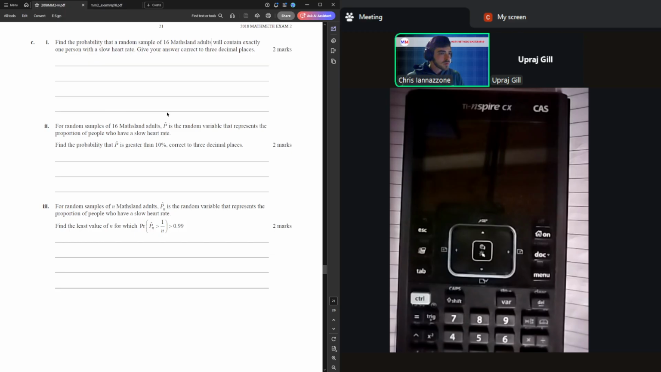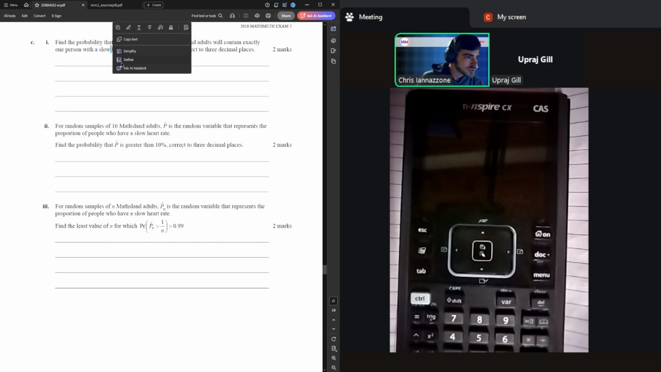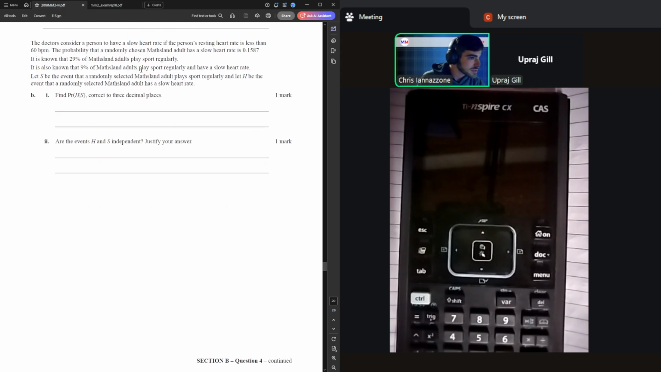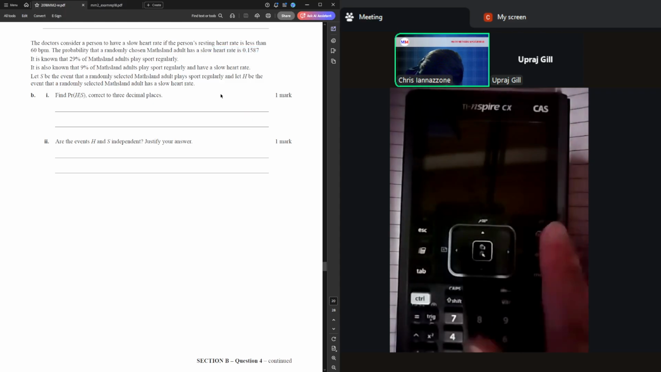So what we do from here is say, okay, sample size 16, so that's our n, exactly one person, so that's x equals 1, and the probability of slow heart rate, I'm assuming we have that somewhere. It's up here. Yeah, the probability of slow heart rate is 0.1587. So that's our p value.